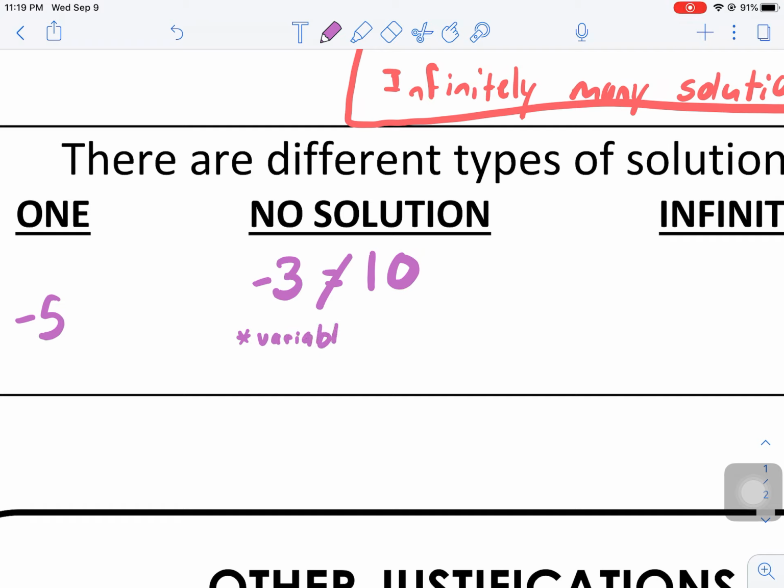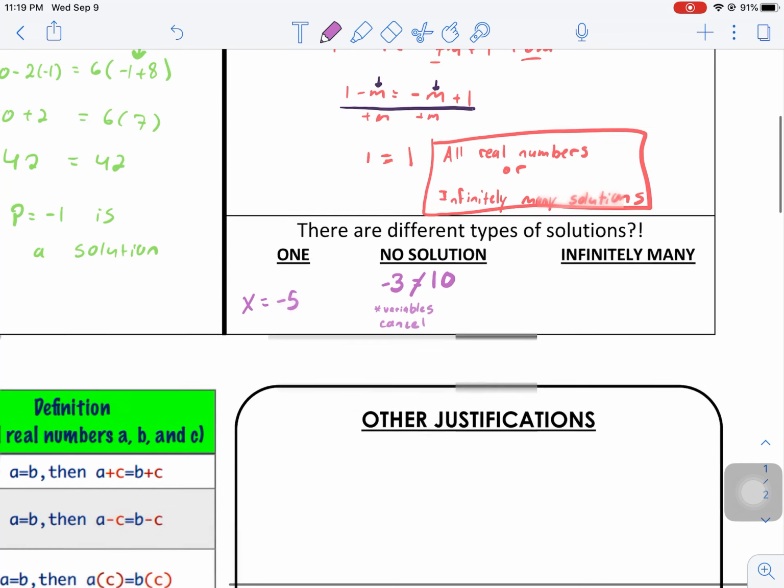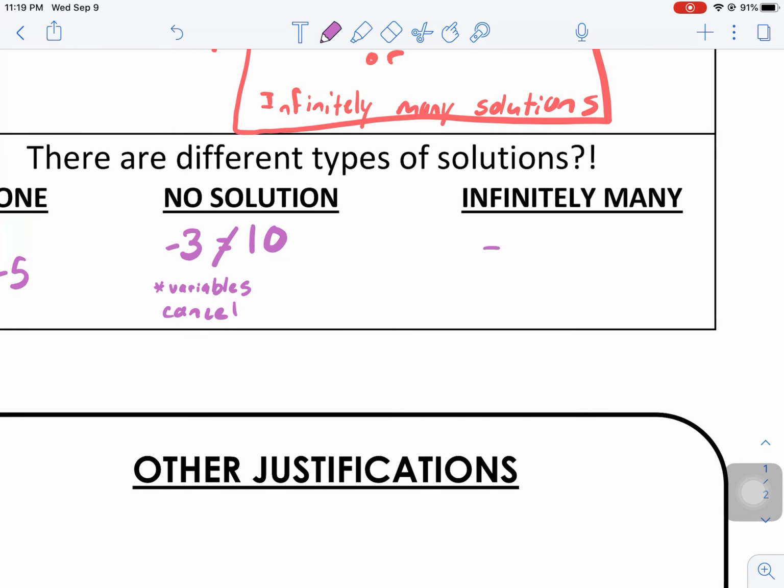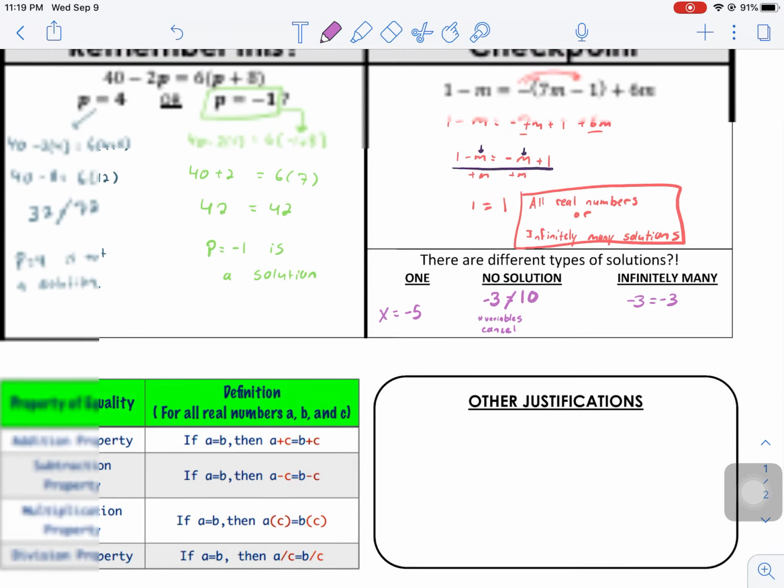So the variables cancel. And then same thing for infinitely many solutions, but this time they're the same number. Okay?